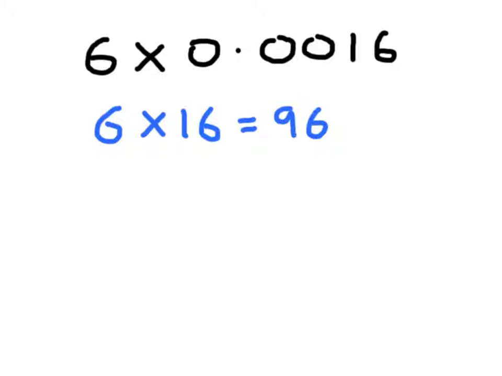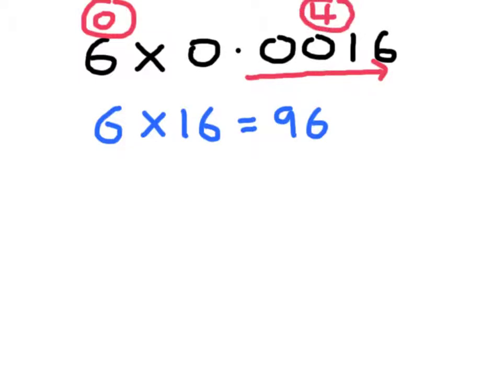But of course, as before, that's not the answer, because the second stage of what we need to do is to go back to the original numbers being multiplied and work out how many decimal places there are in each. So 6 is a whole number, so it doesn't have any decimal places involved at all. But if we look at 0.0016, after the decimal point, because that's the key thing, there are 4 decimal places. So we add 0 to 4, and the total number of decimal places the answer will have is 4.